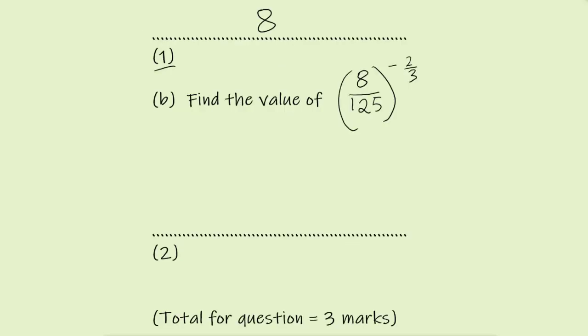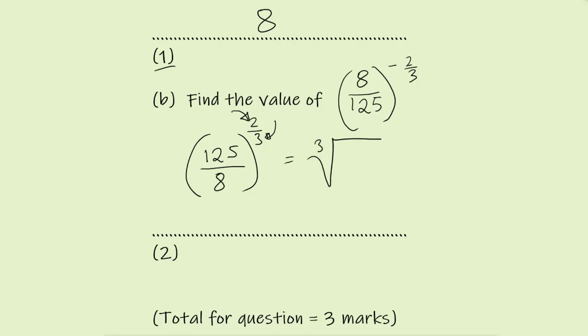Next question, B. Find the value of (8/125) to the power of minus 2/3. So we have a fractional negative index. We just flip it over, and the power becomes positive. Now the denominator in the power is a 3, so we're going to cube root those two numbers, and the numerator is 2, and then we are going to square it. So let's go ahead and cube root it first: the cube root of 125 over 8, and then square it.